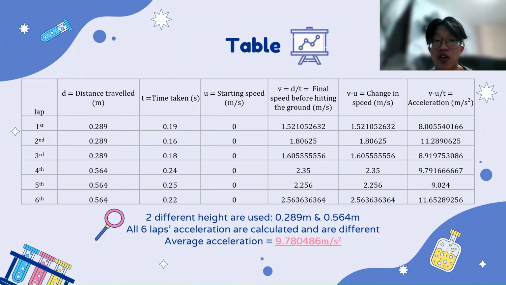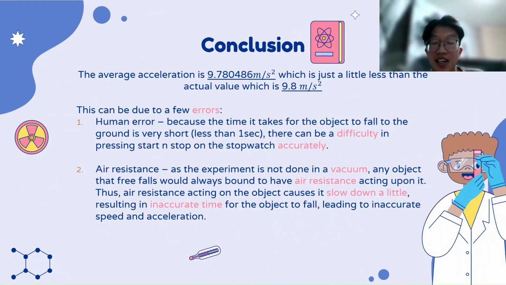The acceleration of all 6 laps are all different, and the average acceleration of all 6 is about 9.78 meters per second square. The average acceleration calculated in the previous slide is about 9.78 meters per second square, which is just a little less than the actual value, which is 9.8 meters per second square. This can be due to 2 errors, one of it human error and the other is the air resistance acting on the object.